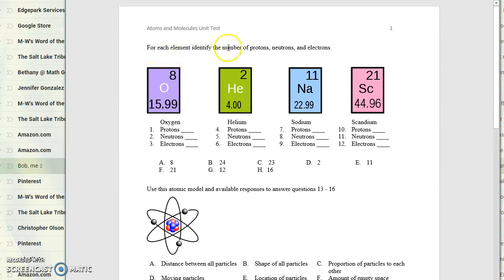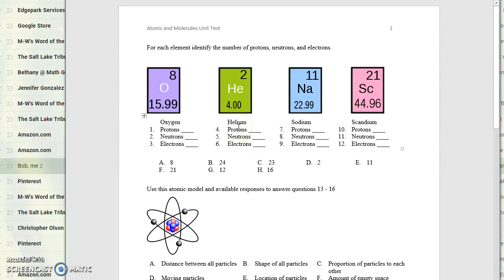For each element, identify the number of protons, neutrons, and electrons. Oxygen, helium, sodium, scandium. Number 1, the number of protons. Number 2, the number of neutrons. Number 3, the number of electrons for oxygen.